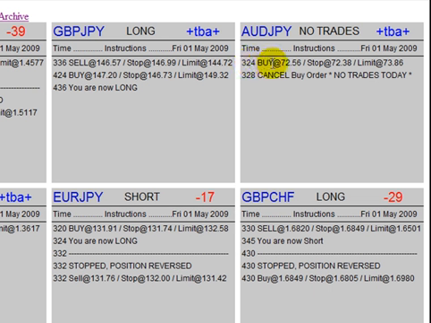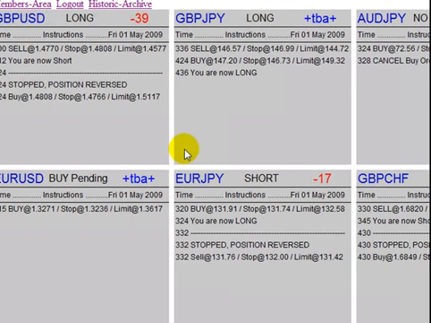The AUD JPY is a good example. At 3:24 it told us to place a pending buy order at 72.56. Then at 3:28 the system told us to cancel the pending buy order and take no trades. The system looks at risk and it assesses if the trade is too risky. Now in this case it considered the trade to be a high risk trade and it told us not to take the trade. Once this happens, ignore that pair for the rest of the day.